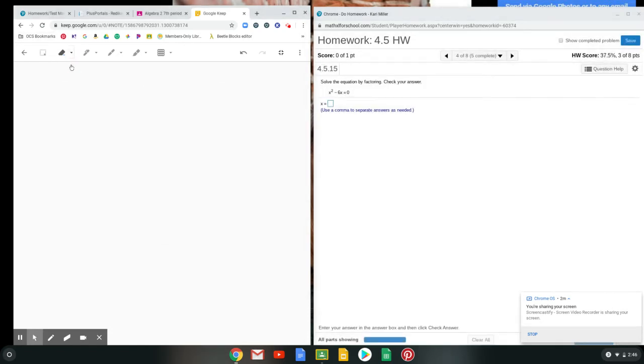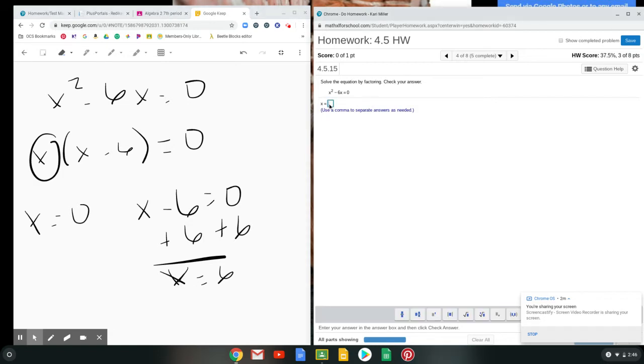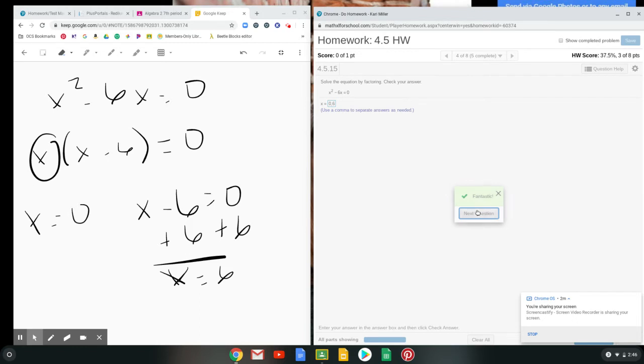Okay, on this one, x squared minus 6x equals 0. This is the greatest common factor because they both have an x in common. So when that happens, this greatest common factor gives 0 for its solution. And then x minus 6 will be 6. So x is 6 and 0, or 0 and 6. It doesn't matter the order that you put them in.